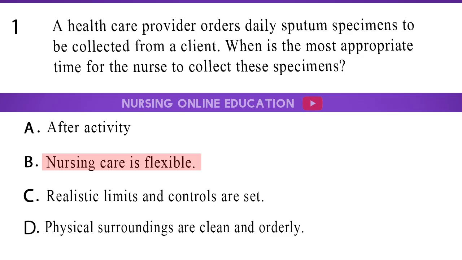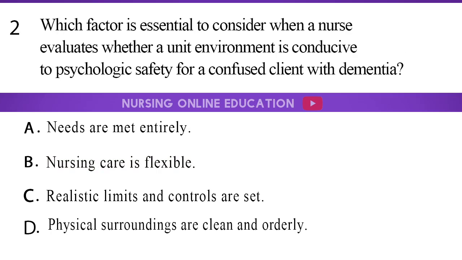Nursing care is flexible. 2. Which factor is essential to consider when a nurse evaluates whether a unit environment is conducive to psychological safety for a confused client with dementia? A. Needs are met entirely. B. Nursing care is flexible. C. Realistic limits and controls are set. D. Physical surroundings are clean and orderly. The answer is option C. Realistic limits and controls are set.